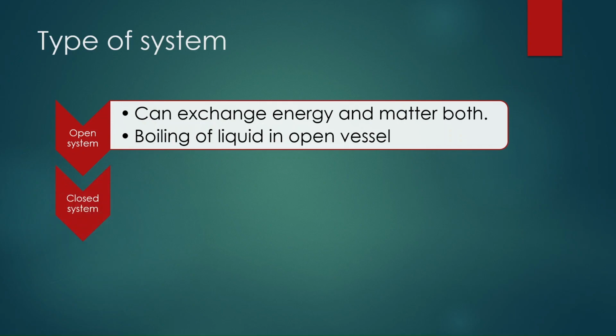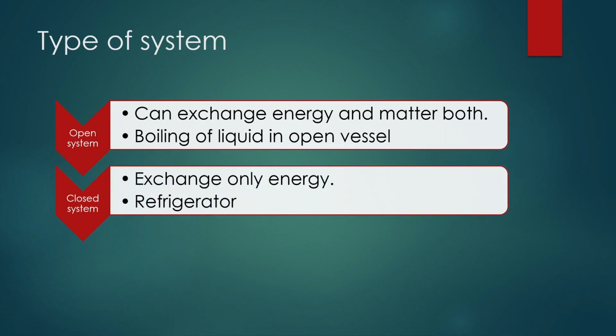Then the closed system. A closed system is a system that can exchange energy but cannot exchange particles or matter. Like what is a closed system? A refrigerator is a closed system, like warm water in a bottle. When we keep water warm in our bottle, the water will gradually cool down, but the number of particles of the water will not decrease from inside the bottle. So this is the closed system.